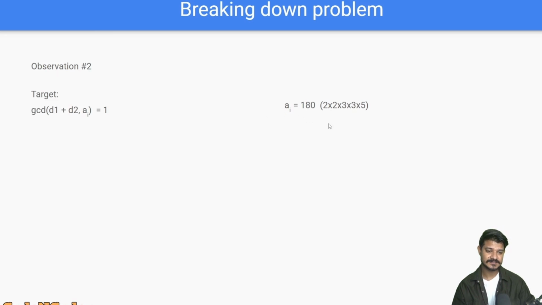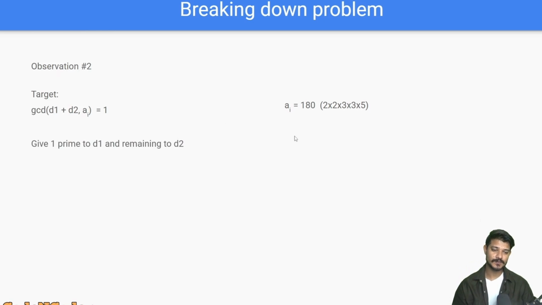Now, how can I make sure that nothing is common between D1, D2, and AI, right? One way I can do that, since I know I'm dealing with three primes, 2, 3, and 5, I'll divide these primes among D1 and D2 in such a way that D1 has certain primes, D2 has certain primes, but there's nothing common between them. Can you do that? Of course, we can do that because it's up to us to decide which divisor we are going to pick, right?